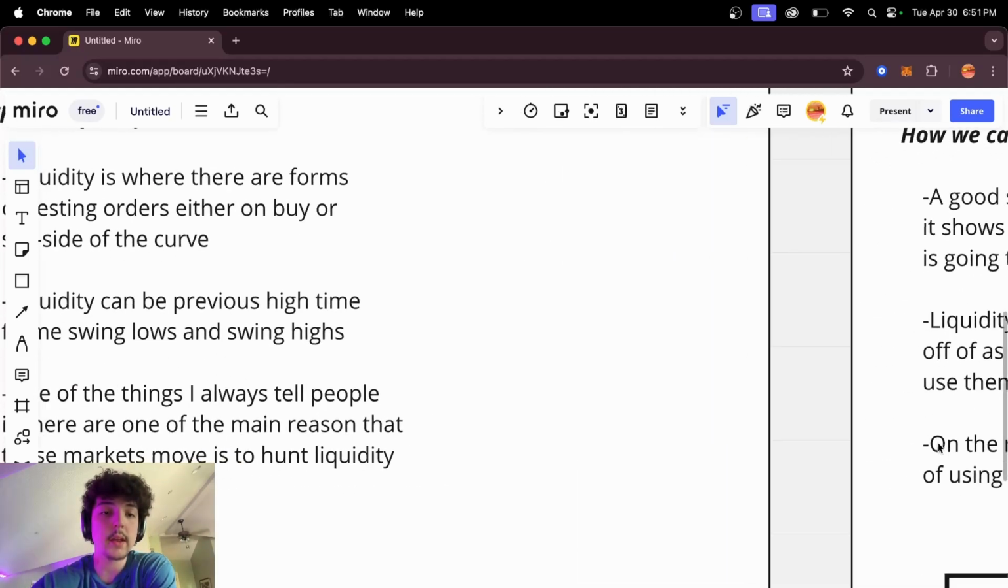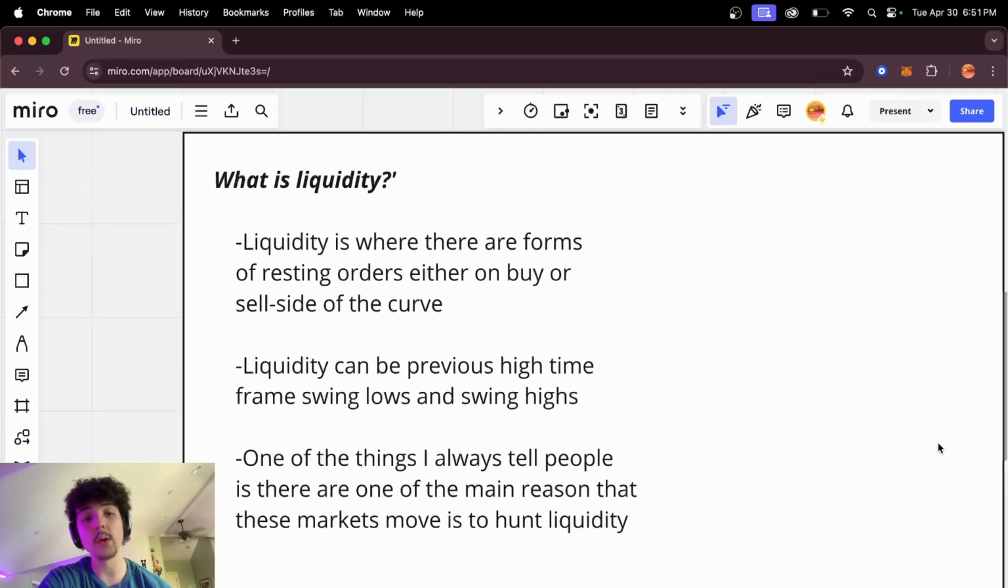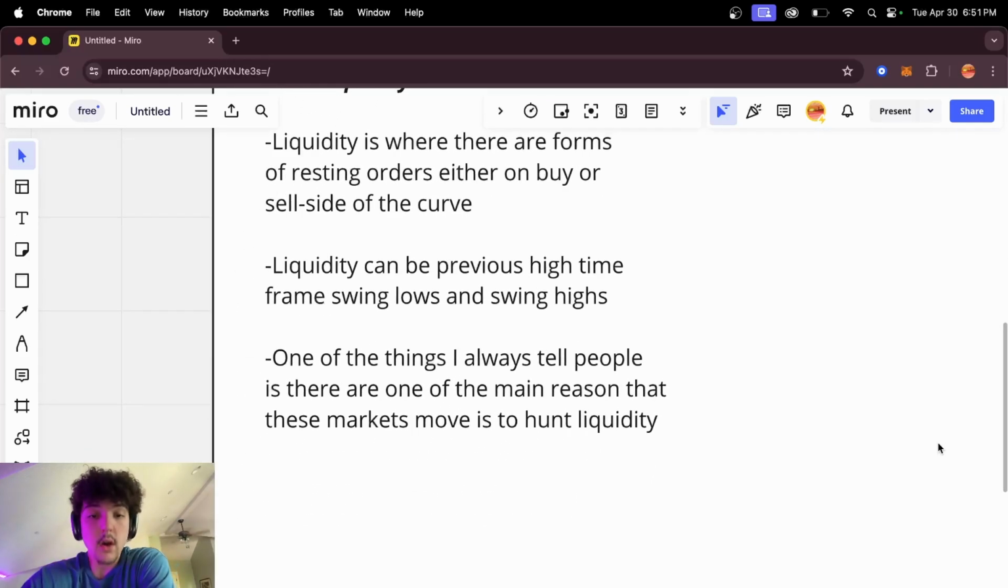So, liquidity. What is liquidity? Liquidity is where there are forms of resting orders, either on the buy side or sell side of the curve, right? Liquidity can be previous high time frame swings, swing lows, and swing highs, which I'll get into in a minute. One of the main reasons that the markets move is to hunt liquidity. You will see in a lot of my videos covering how I trade, markets move to hunt liquidity and rebalance inefficiencies, okay? And if you're wondering what I mean by rebalance inefficiencies, then take a few steps back, go watch my fair value gap video. That'll explain what I mean.